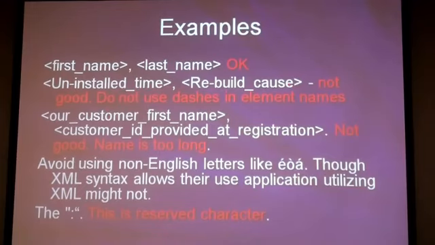Uninstall time and rebuild costs. These are okay elements, but they use dashes here. Try to avoid dashes. They're allowed, and the browser is not going to complain about that. But nevertheless, try to avoid dashes because they may look like mathematical operations. That's not good. Customer first name, customer ID provided at the registration, they're okay, but a little bit lengthy. Try to avoid lengthy names and try to use very short ones. Also avoid using non-English letters with national symbols.